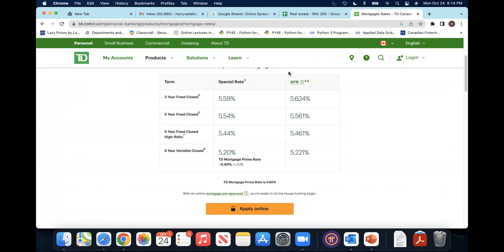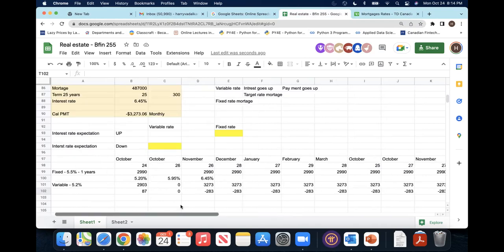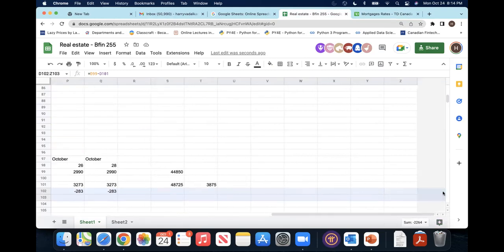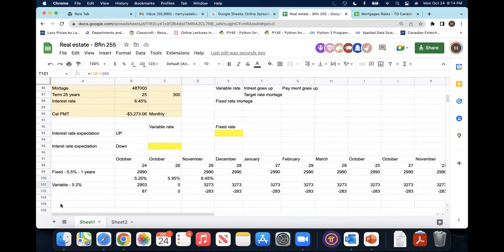If you take variable rate, you will be happy this month because the interest rate is low, you save $87. But for the rest of the whole year, you're going to pay $283 extra. So in total, $3,875 extra. So this is a trick that banks do. Be careful about that. If you're getting a better floating rate, always think what is the interest rate expectation. Maybe I get a fixed rate right now because interest rates might change a lot. Okay.